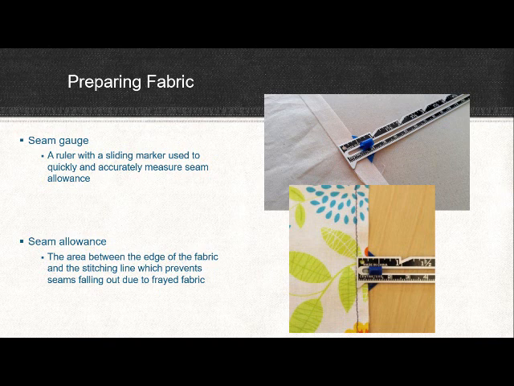Your seam gauge is a ruler with a sliding marker that is used to quickly and accurately measure seam allowance. A seam allowance is the area between the edge of the fabric and the stitching line, which prevents seams from falling out due to frayed fabric. So we include a seam allowance so that when fabric does eventually fray, because all fabric will eventually fray, it does not immediately destroy the seams. Fabric can begin to fray inside a hem, for example, or inside a folded seam without destroying the garment when we give it some seam allowance, when we give it some room to do its fraying.